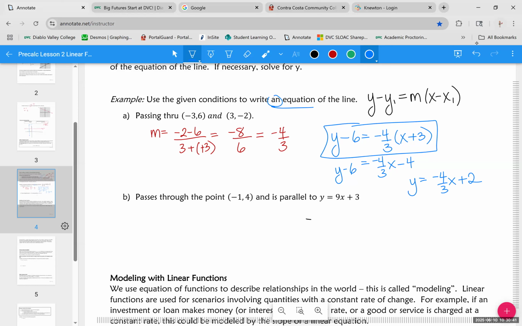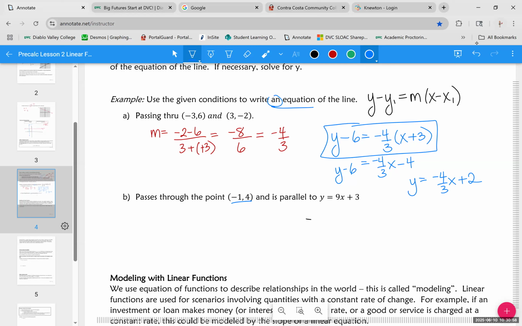And our second example, we want to find the equation of the line that passes through this point. I'm given this point. Notice it's not the y-intercept, because it's not 0 and then a number.